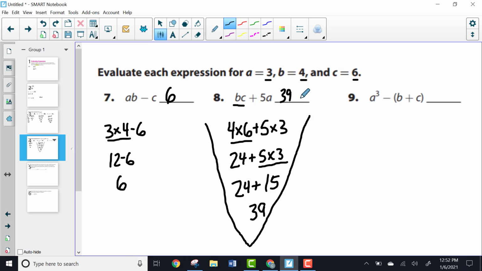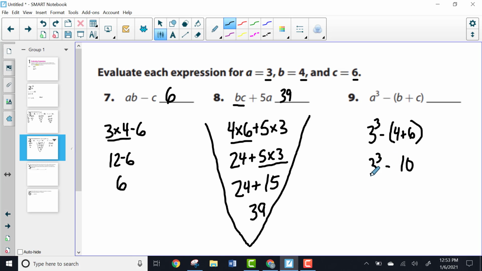Okay, one last one we'll do together here. A to the power of 3 minus B plus C. Okay, so it's going to be 3 to the power of 3 minus 4 plus 6. Okay, first step, we're going to do parentheses. 4 and 6 is 10. So now we have 3 to the power of 3 minus 10.